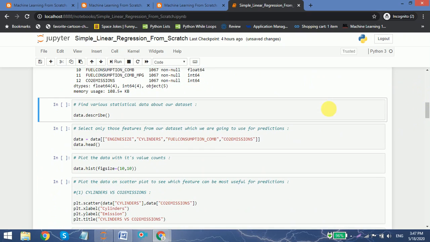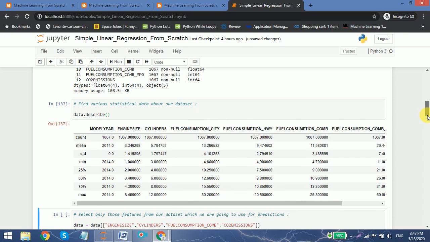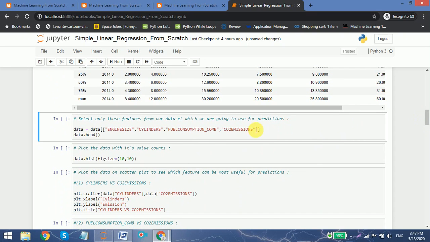Okay, now if we want to know the statistical data about our data set, we can just describe it. Here we have the count, mean, standard deviation, minimum value, the 25th percentile of our data, the maximum, and so on. Now our goal is to predict the CO2 emissions from this data. So we will plot our data to find which column can be most useful for plotting a regression line.